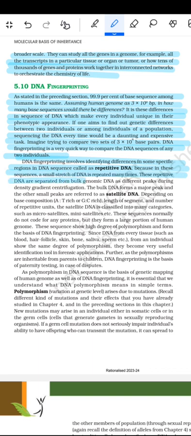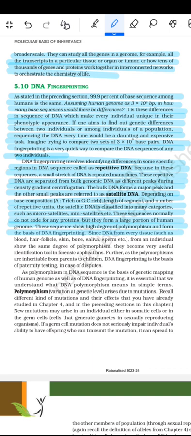These repeated DNA are separated from the bulk genomic DNA as a different peak during density gradient centrifugation. The bulk DNA forms a major peak and the other small peaks are referred to as satellite DNA. Depending upon base composition (AT-rich or GC-rich), length of the segment and the number of repeated units, the satellite DNA is classified into many categories, such as microsatellites, minisatellites, etc. These sequences normally do not code for any proteins, but they form a large portion of the human genome. These sequences show a high degree of polymorphism and form the basis of DNA fingerprinting.